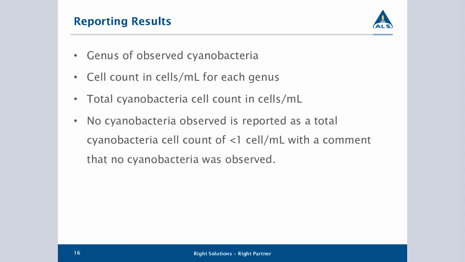When no cyanobacteria is observed in a sample, the report will show that the total cyanobacteria cell count for the sample is less than 1 cell per milliliter, which is our detection limit, along with a comment that no cyanobacteria was observed.